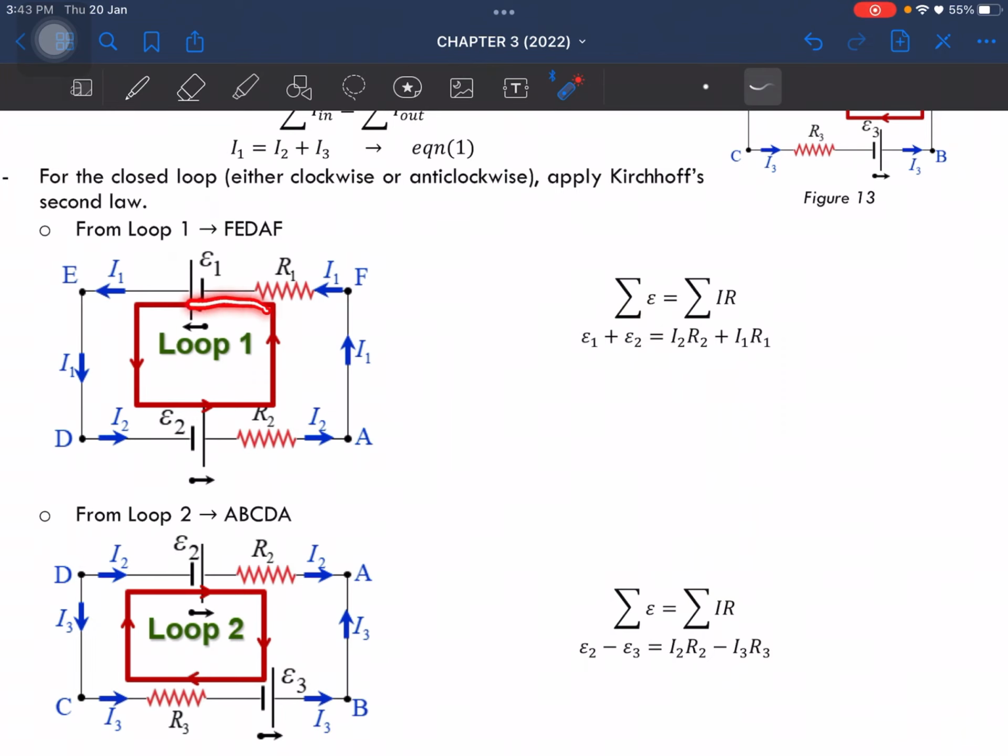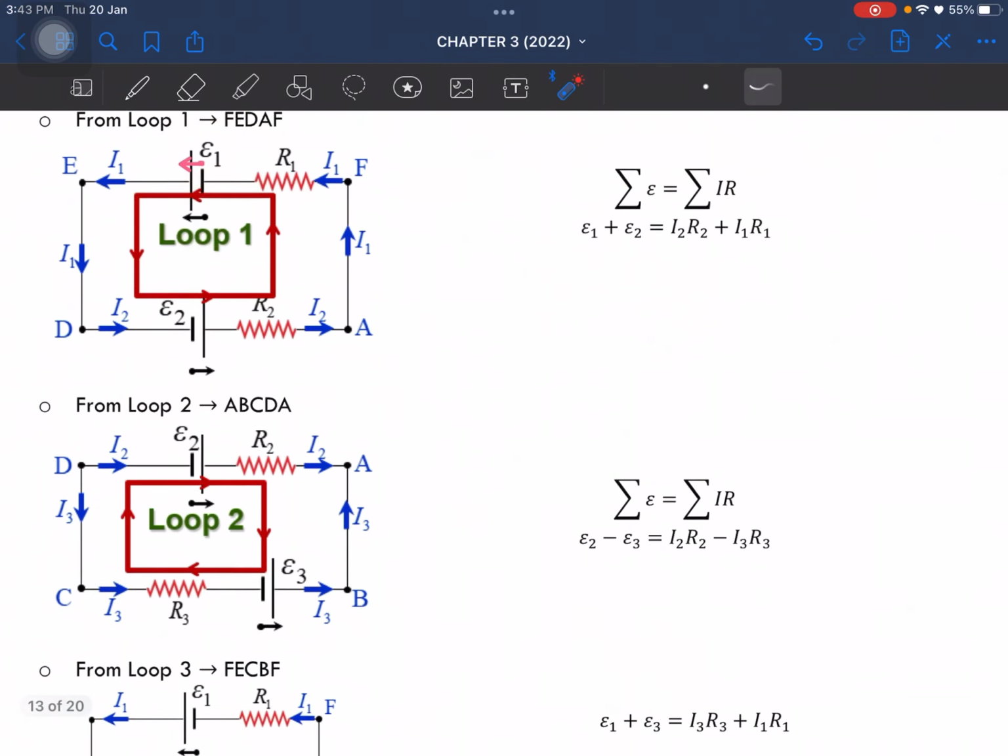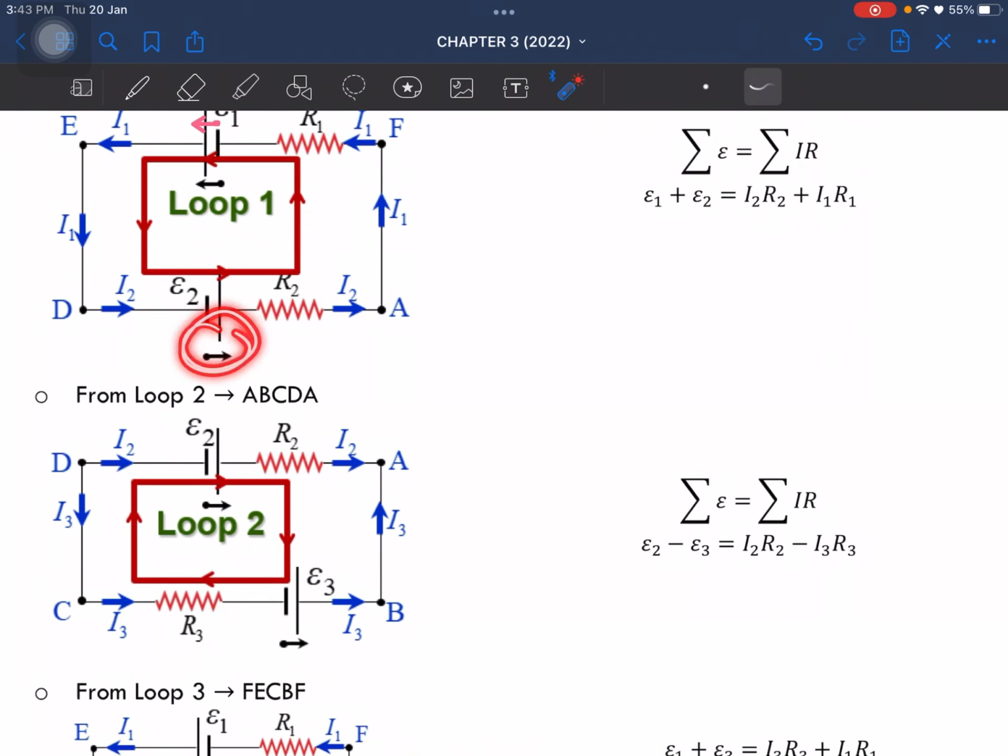So the direction of the loop, let me write it first. This one, the EMF is from negative to positive. This is similar to the direction of the loop, so it is positive. And then this one, from negative to positive as well, the direction of the loop is similar to the direction of the EMF. So they are positive, right?